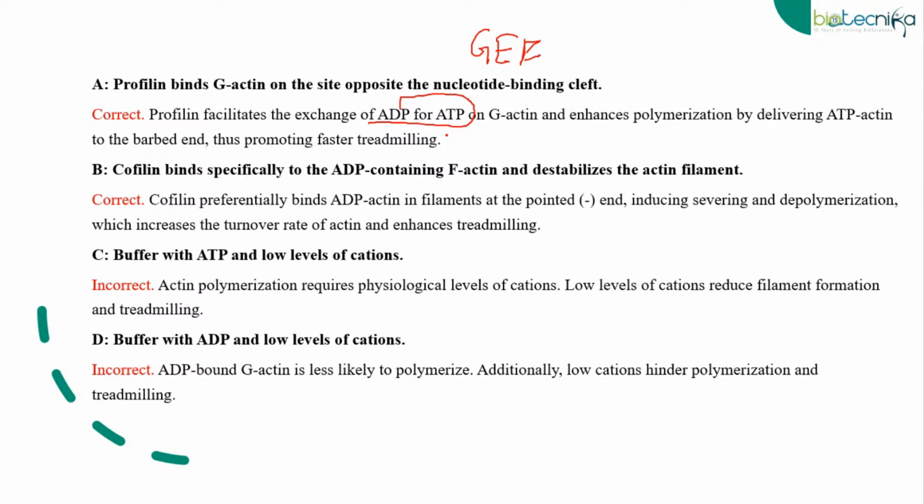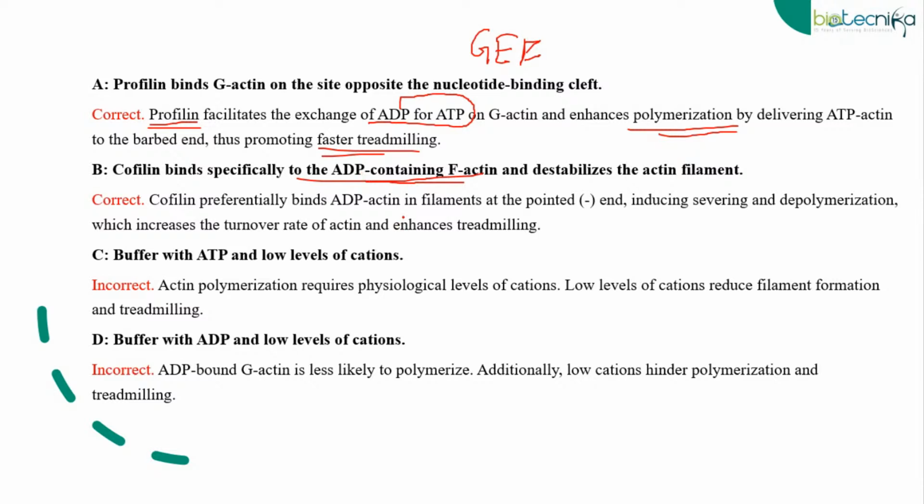Now, the relevance of why I mentioned GEF over here is because profilin somewhere acts like a GEF, because it exchanges the ADP for ATP so that it can enhance the polymerization process. So faster treadmilling can be carried out. Cofilin goes and binds to the ADP containing F actin. So we all know that. Yes, absolutely correct. RAN protein, yes, we have that.